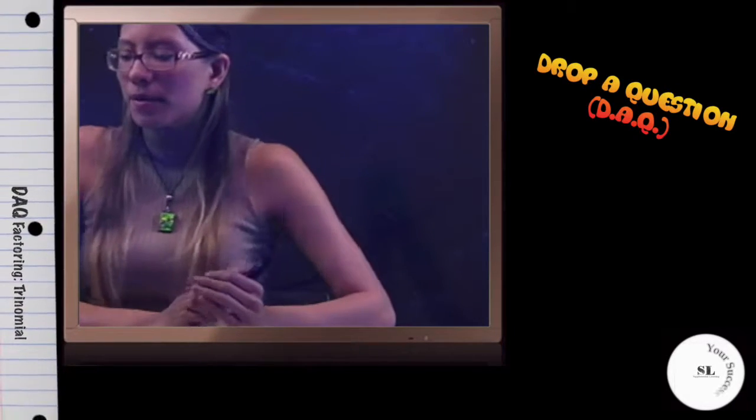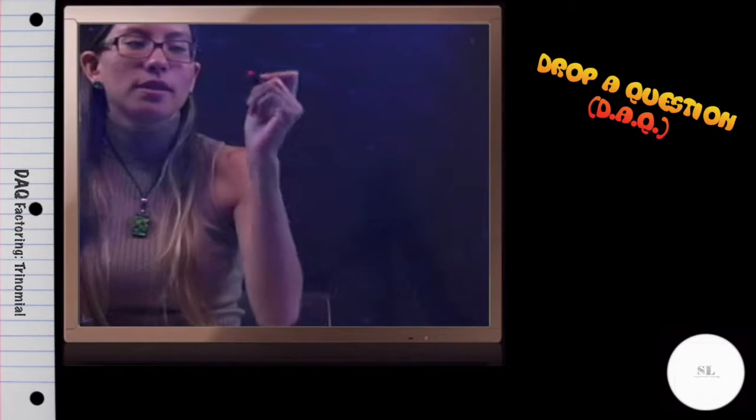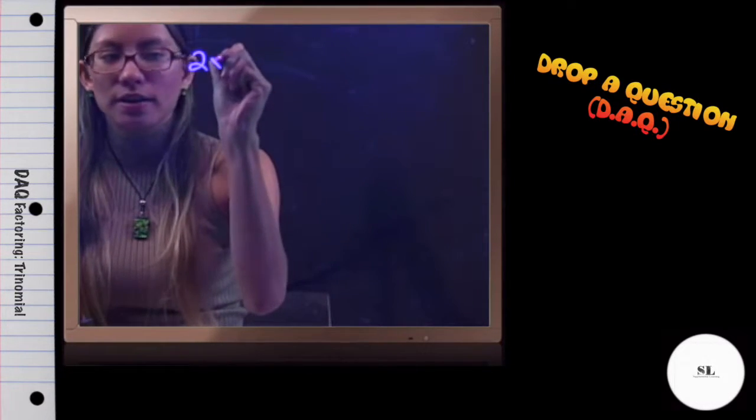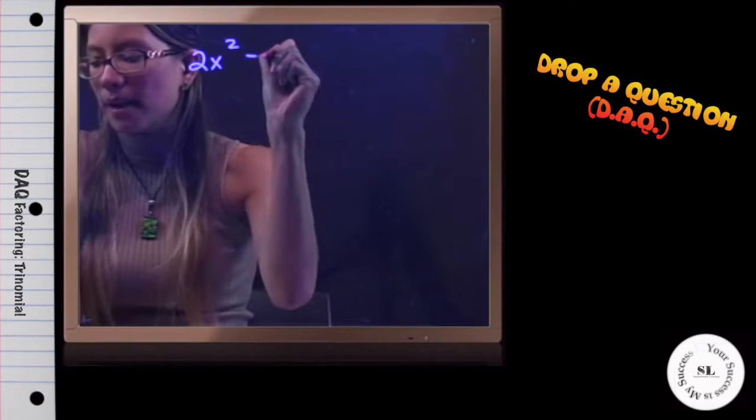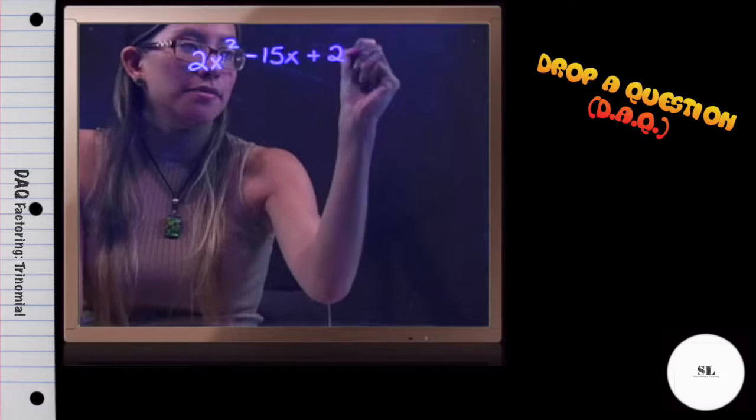And now for this drop-up question, we have another trinomial, but where a is greater than 1. So here's the example problem. 2x squared minus 15x plus 25.